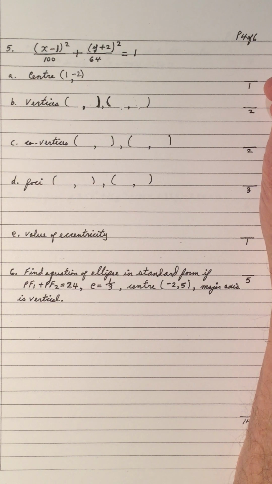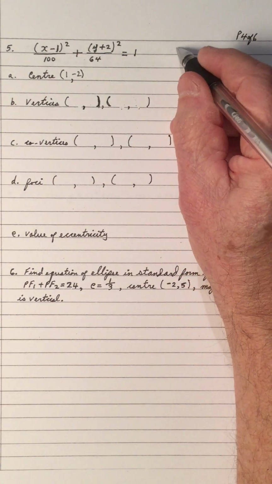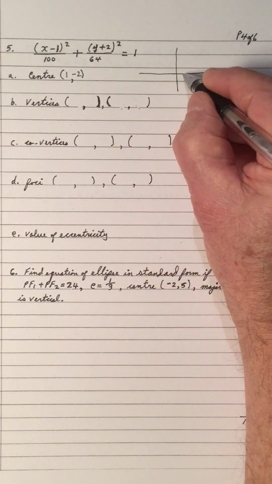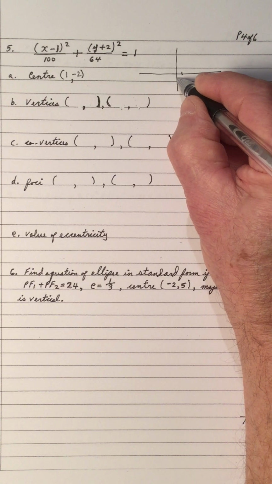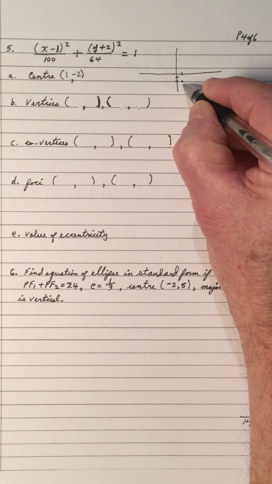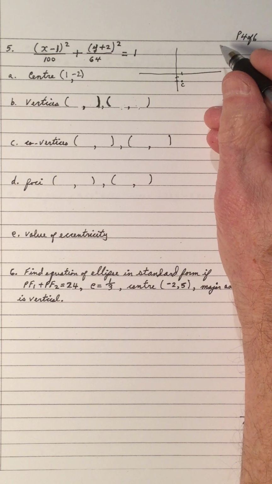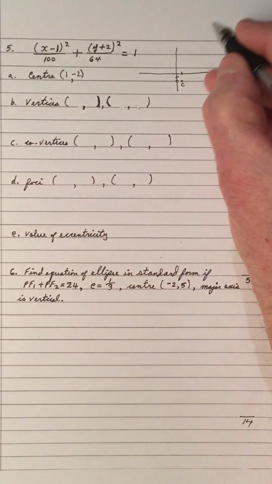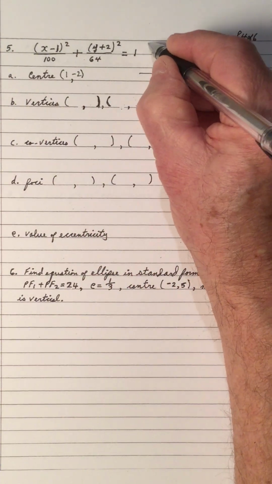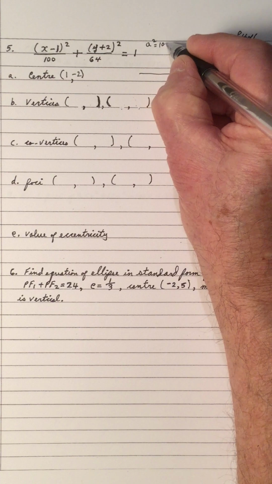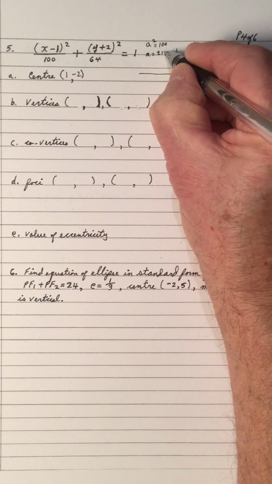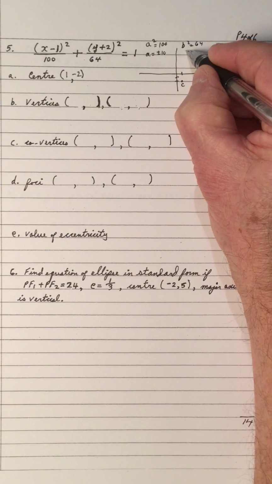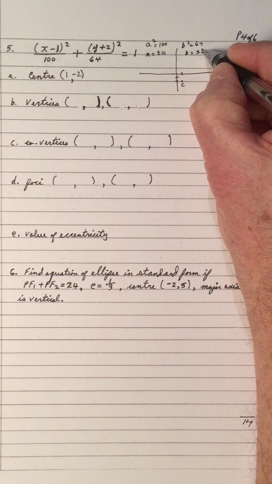And so we have, let's draw a picture. Sometimes when you draw a picture, you've got the center is (1, -2). So let's take the center to be right here. So the vertices are on the major, so we have to add the x. So we have a squared is 100, so a is plus or minus 10. This is the b, so b squared is 64, so b is plus or minus 8.